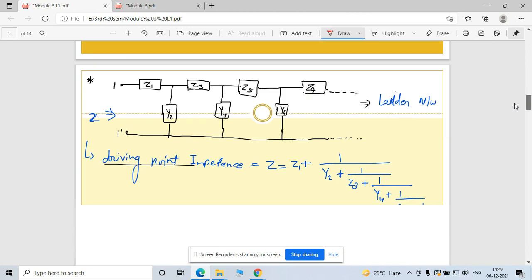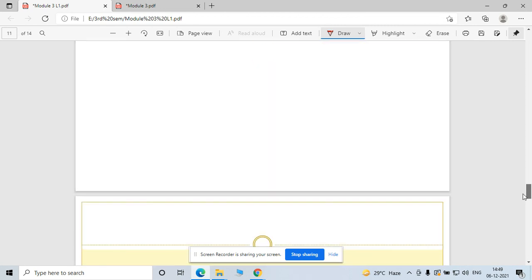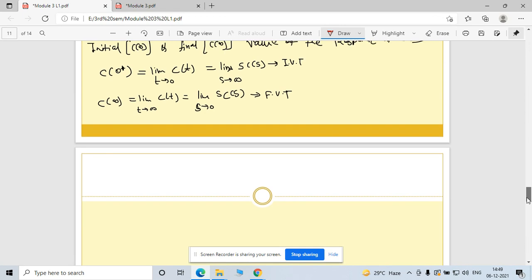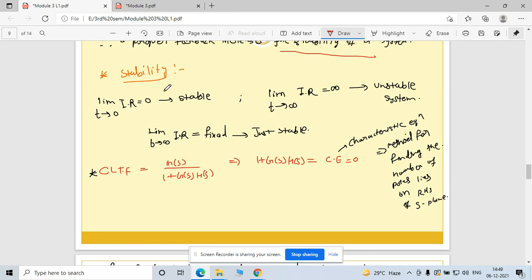So how do we find out whether the system is stable or not? Simple. You have to use the impulse response concept: as t tends to infinity, if your system gives zero, then it is a stable system. But if at t equal to infinity your impulse response is infinite, then your system is unstable. And if at t equal to infinity the impulse response is fixed, then it is a marginally stable system.